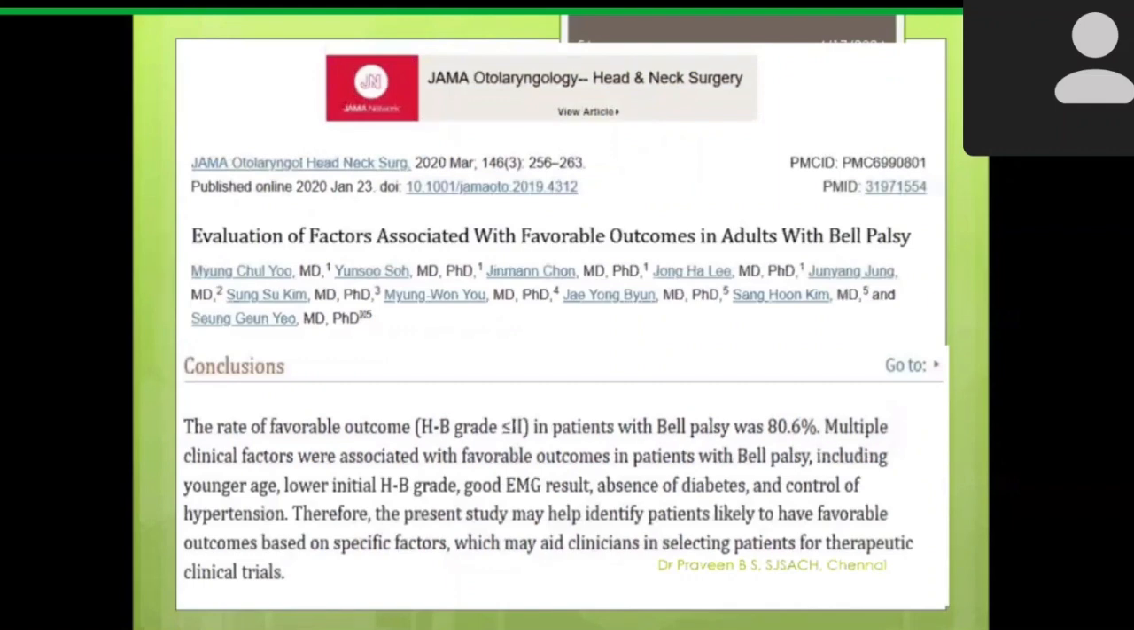Especially what the research says, in the evaluation of factors associated with favorable outcome in adults with Bell's palsy, they have made a very clear version that the rate of favorable outcome, with House-Brackman grade, the assessment of facial paralysis, less than 2, patient recovery will be more than 80.6%. So you need not get dejected when the patient comes with a 4th grade, 5th grade, or 6th grade. Marked improvement is not miraculous.